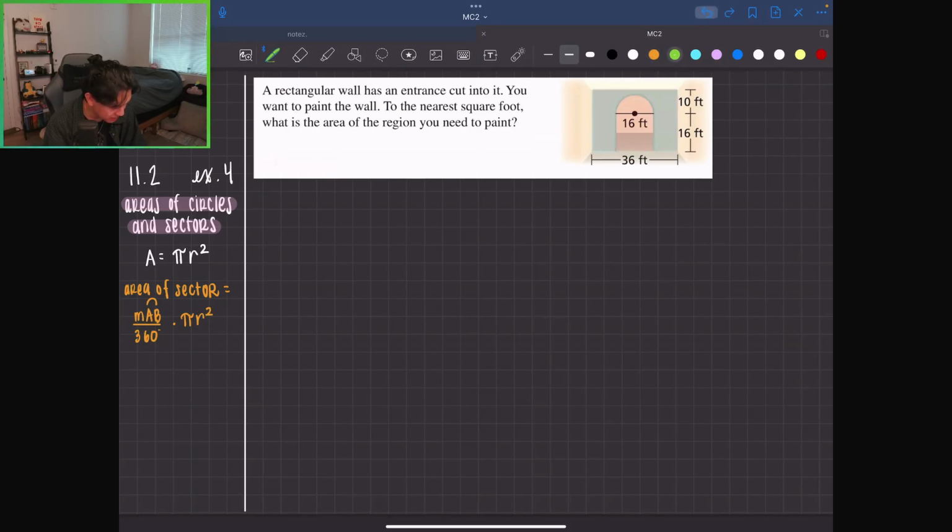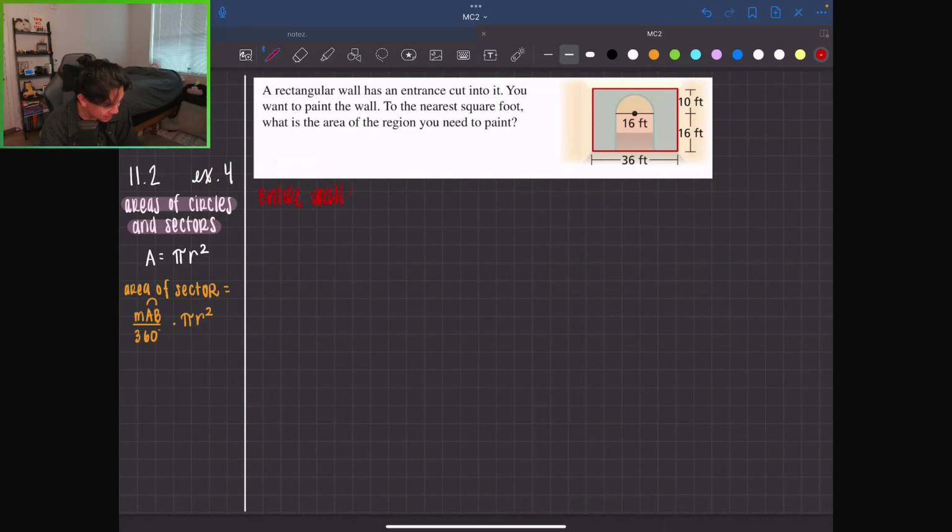So we need to find a bunch of stuff. What else are we noticing? I noticed that this right here is a semicircle, so we're going to have to find the area of a circle and then maybe divide it by 2 since it's a semicircle. And then I also noticed that this right here is a rectangle, a quadrilateral. All right, so let's break this up. First, let's find out the entire wall.